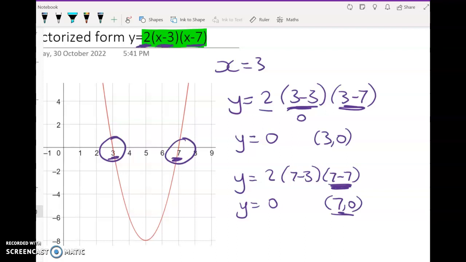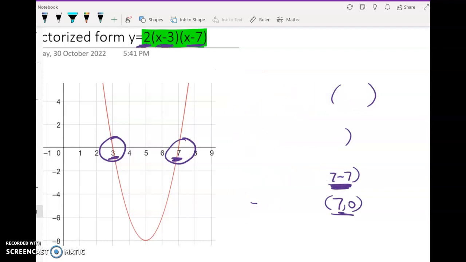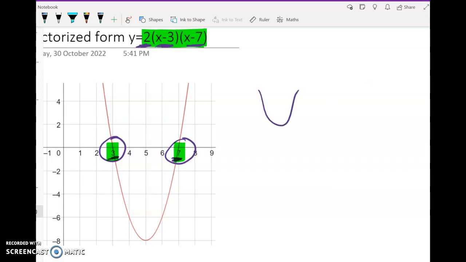The other thing that we can work out if we do have factorized form, which can come in really handy, is that we know that parabolas are symmetric, right? So if I know that we've got one x-intercept here and the other one here, we know that the graph is one that's the right way up. Then if I go halfway between those 2 points at 5, that's where the vertex is going to be.